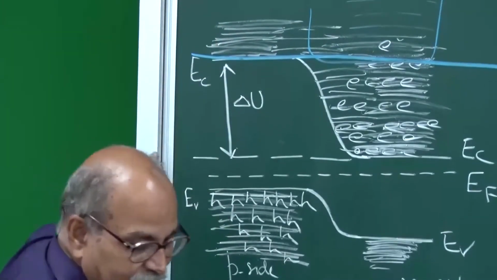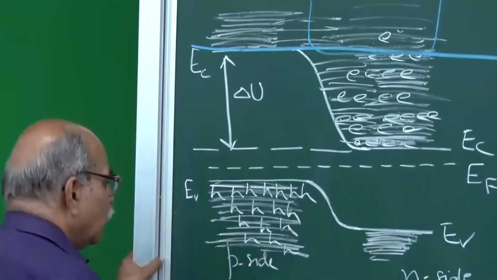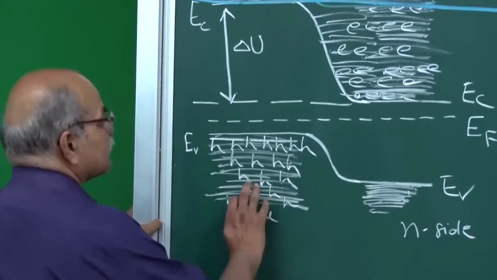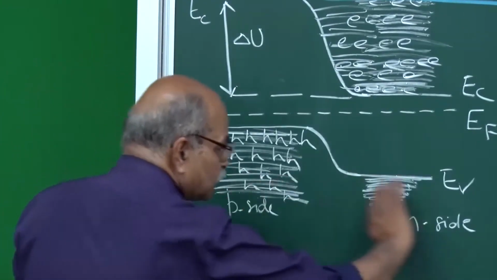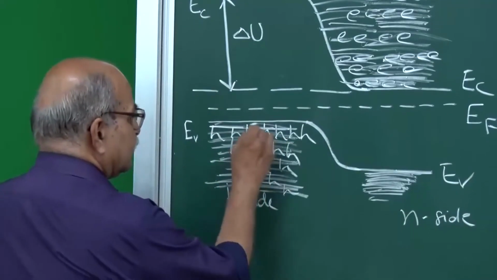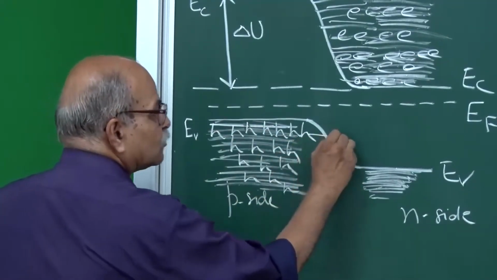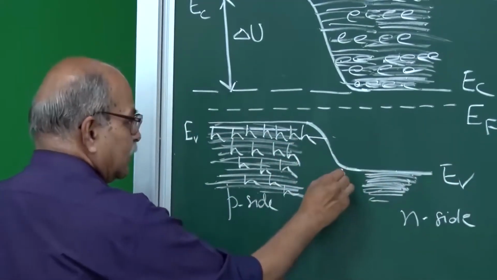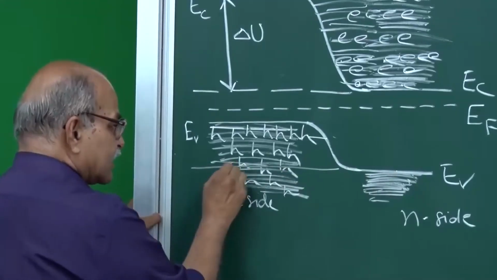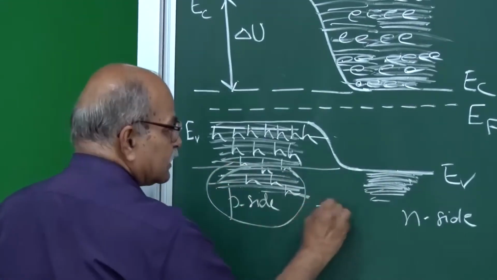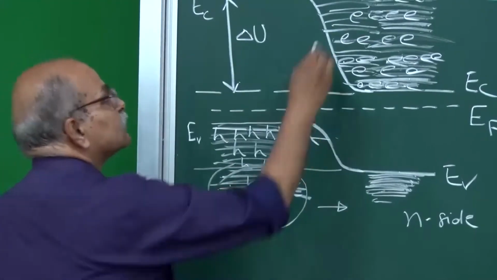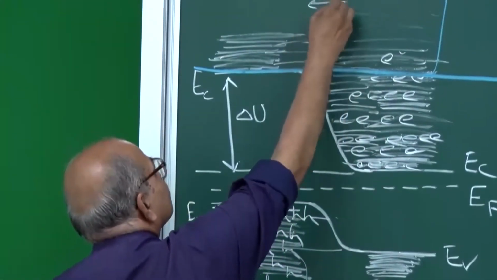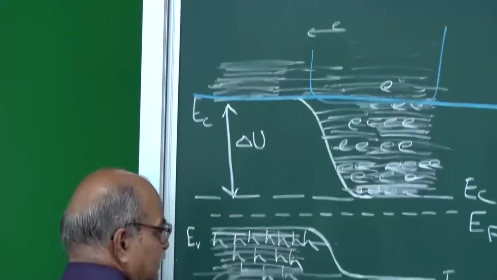Similarly is the case for these p side holes. If these holes, these majority carriers, want to go to the n side, then these holes cannot go here. You don't have any quantum state. Only the holes which are in these ones can migrate here. Only these electrons can migrate here. So these are the electrons and these are the holes.